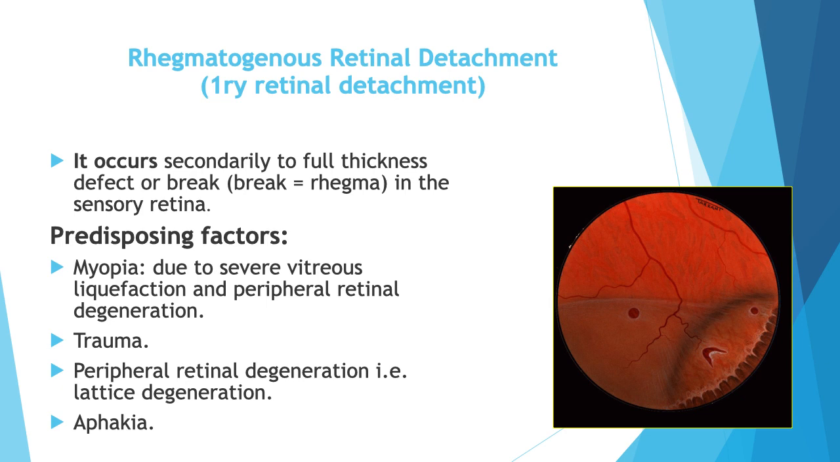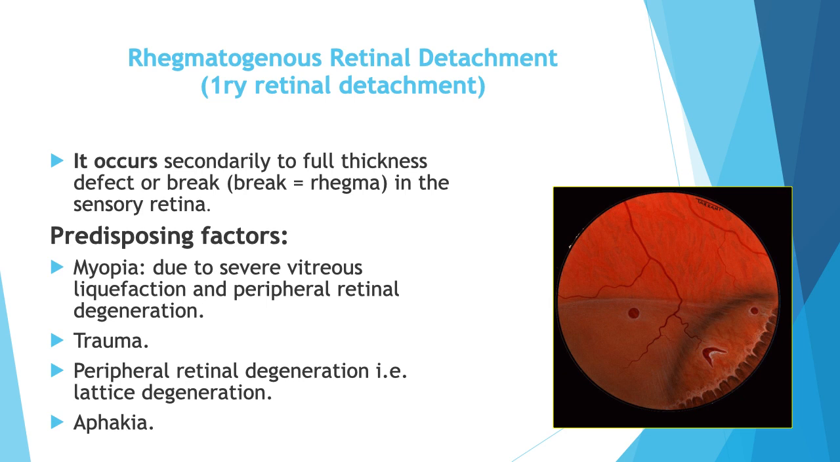What are the predisposing factors when people get rhegmatogenous retinal detachment? If they have myopia, and high myopia, sometimes there's liquefaction of the vitreous, and there's elongation of the globe with a stretching of the retinal periphery. During the stretch, the vitreous is strongly attached to the retina in the periphery, breaking part of the retina, causing the break, and then followed by retinal detachment.